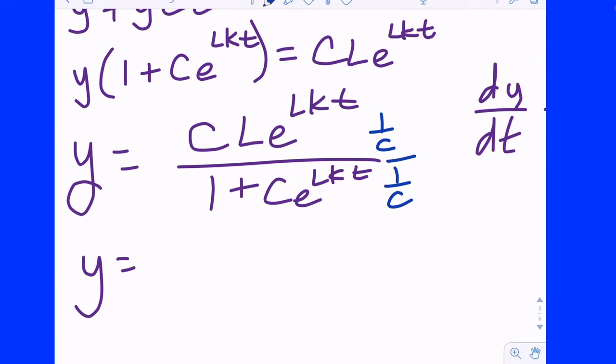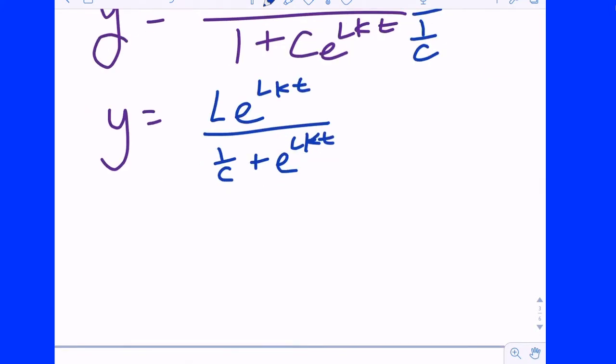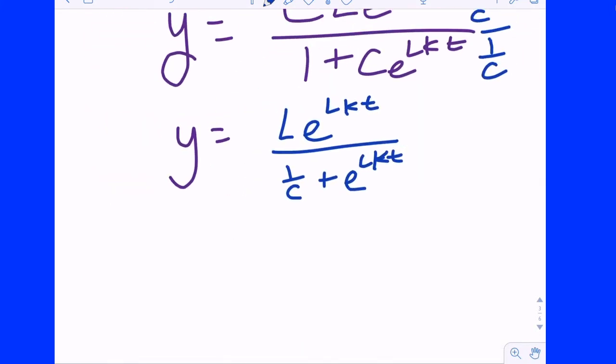In the top, what happens with your C's? They divide out, and I'm left with L times e to the LKT. And at the bottom, I'm left with 1 times 1 over C, which is 1 over C, plus now the C's divide out when I distribute to the e to the LKT power. Okay, I'm still in the process of solving for Y, really.